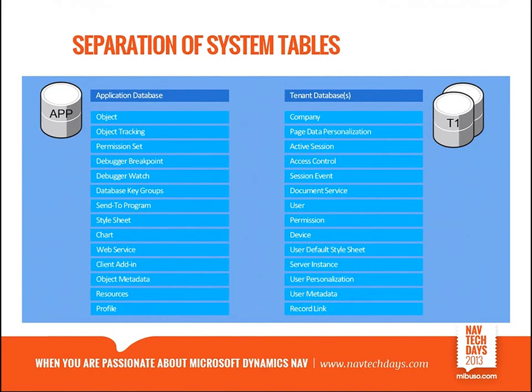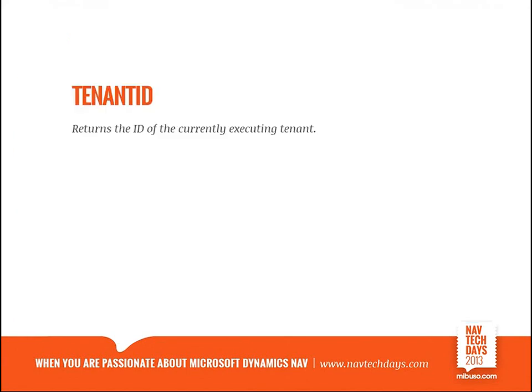Also, if you have code accessing some of the other things here while connected to a tenant, you will also get errors there. A couple of AL commands are affected. Tenant ID is a new one that returns the ID of the currently executing tenant.